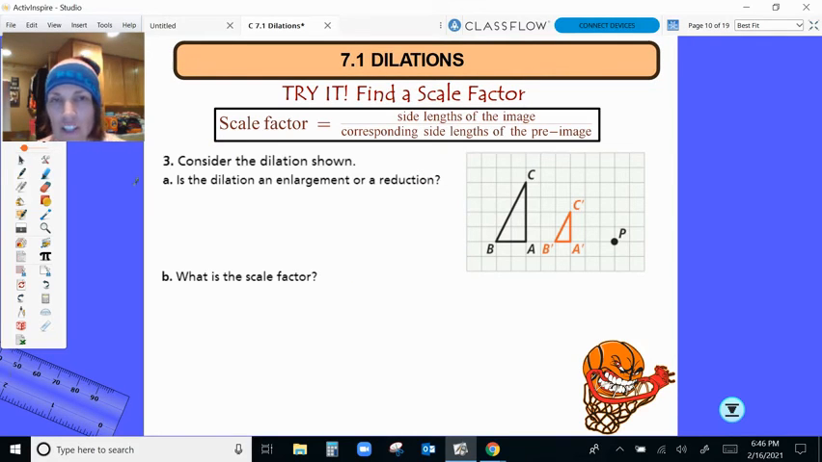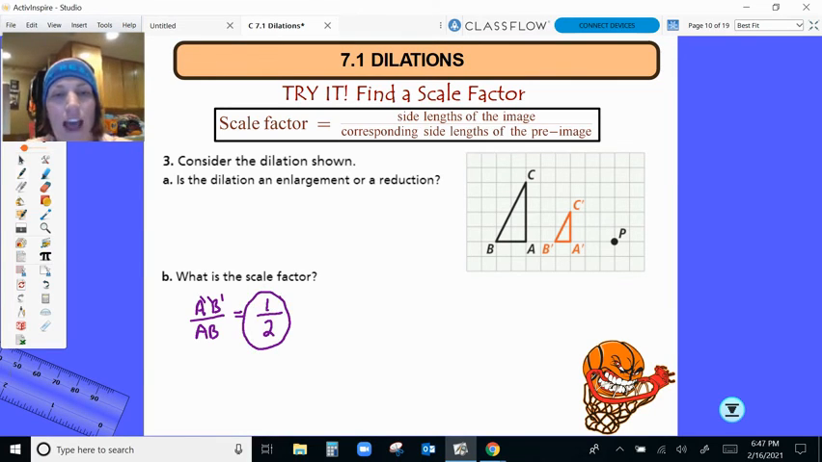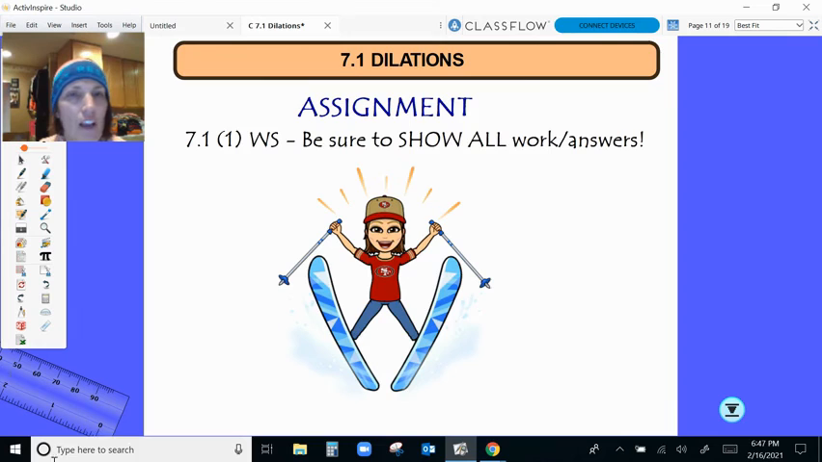Okay, so consider this dilation here. Is the dilation an enlargement or a reduction? So let's find out what the scale factor is first of all. So let's take our A prime, B prime. Sometimes you can just pick a side. Sometimes they give you a side, and so you want to just determine it from there. So A prime, B prime is 1. AB is 2. So my scale factor is 1/2. So it's between 0 and 1, which means it is a reduction. And sometimes, of course, you can just look at the image and say it's smaller than my original, so therefore it's a reduction. Okay?